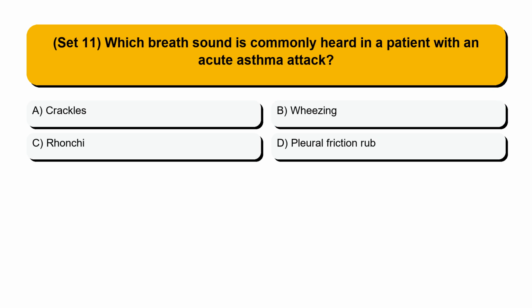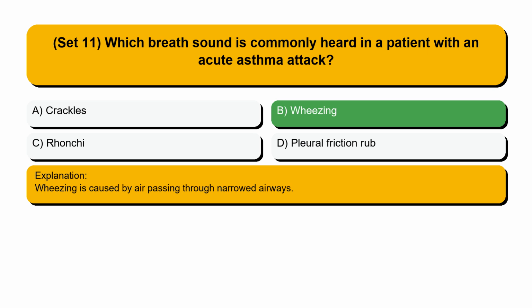Question 11. Set 11. Which breath sound is commonly heard in a patient with an acute asthma attack? Option A. Crackles. Option B. Wheezing. Option C. Rhonchi. Option D. Pleural friction rub. The correct answer is option B. Wheezing. Wheezing is caused by air passing through narrowed airways.